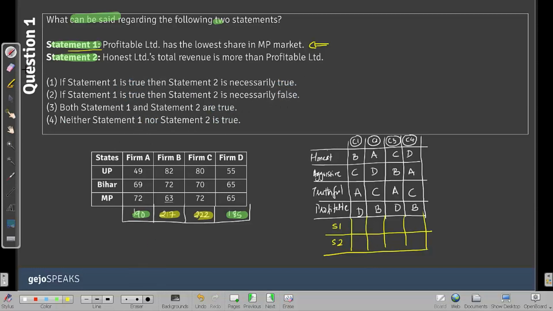Okay, so let's look at what this says. This says Profitable Limited has the lowest market share in the MP market. So in the MP market, who has got the lowest share? The person with the lowest share in the MP market is firm B. So B, in this case, will be the profitable one. So for these two cases, statement number 1 is true, and for these two cases statement number 1 is false. So all I'm going to do now is write that there.